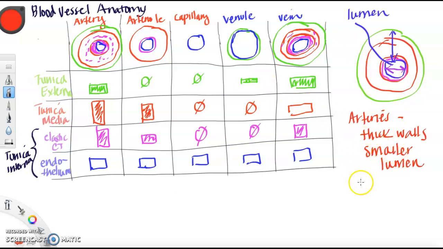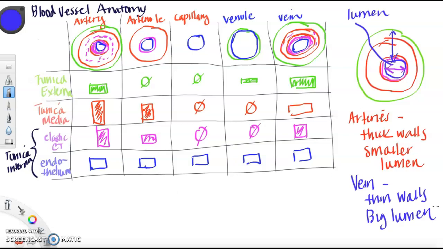Okay. In a vein, the walls are going to be thin. So thinner walls and a big lumen. The veins are basically where most of your blood ends up being. So the veins can hold a lot of blood because they have these big lumens that hold a ton of blood.